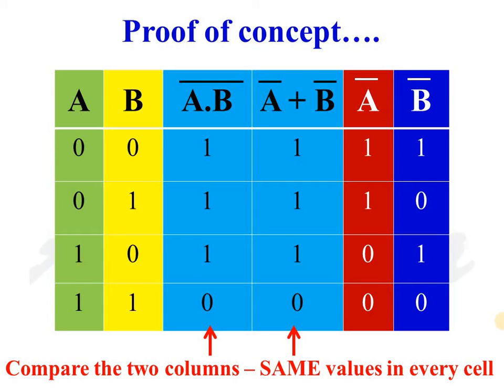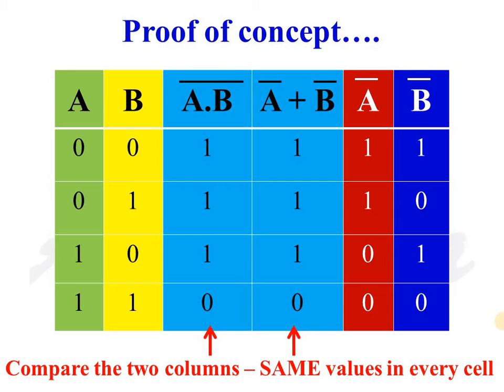Proof of concept. Let us consider a truth table with two variables A and B. As there are two variables, there are four input combinations: 0,0, 0,1, 1,0 and 1,1. The output of the NAND gate for these four combinations is 1, 1, 1, 0 respectively.